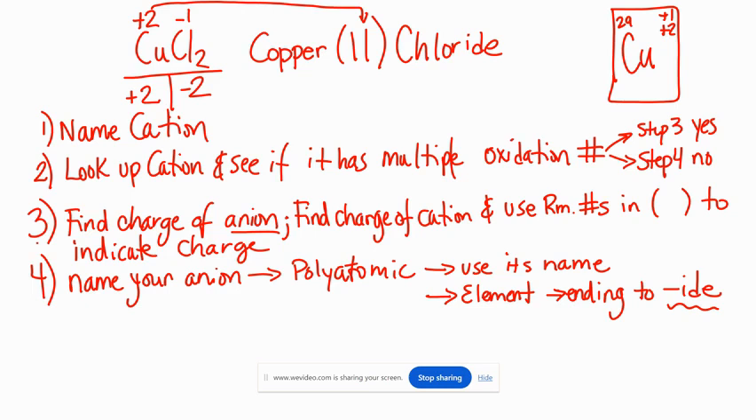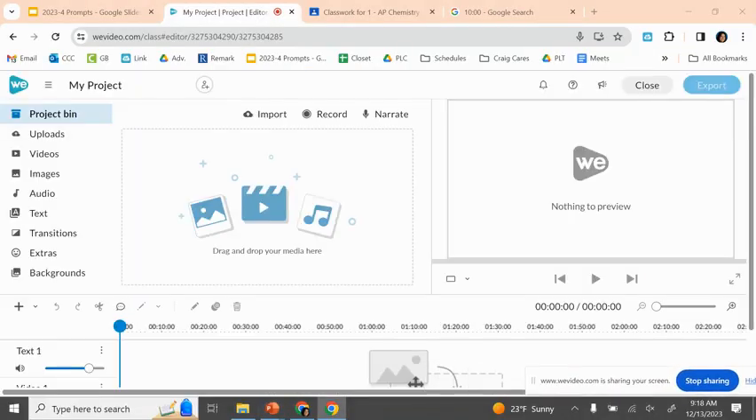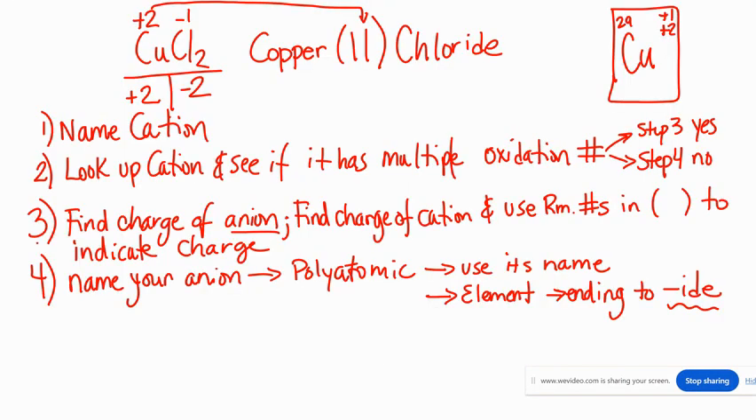All right, let's try the next one. Anybody need more time to write these rules down? Anybody bothering to write the rules down?